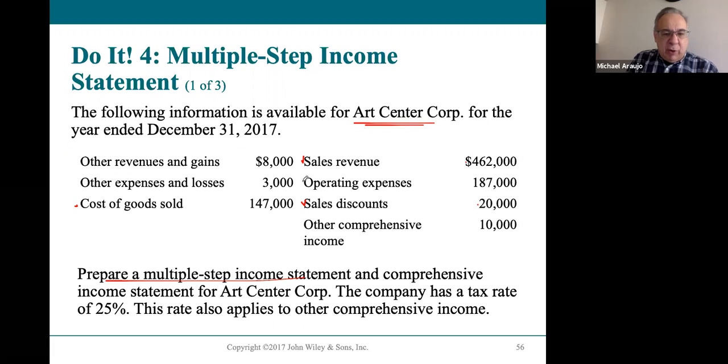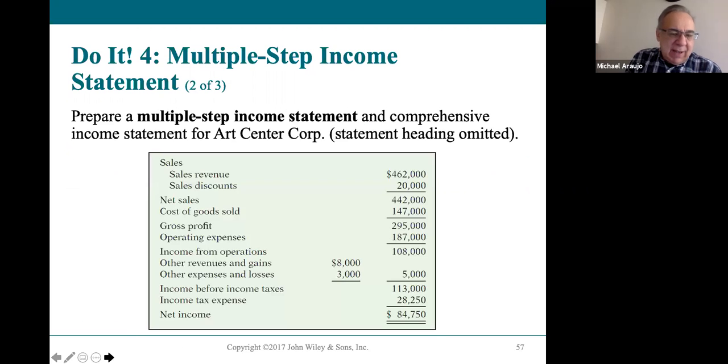From your gross profit, all your operating expenses would be subtracted out, right? And that would give you, in many cases, your net income. Again, in this case, this particular company has some other stuff to report. And a tax rate of 25%. So again, net sales minus cost of goods sold gives you your gross profit. Take away those operating expenses, you get income from operations.